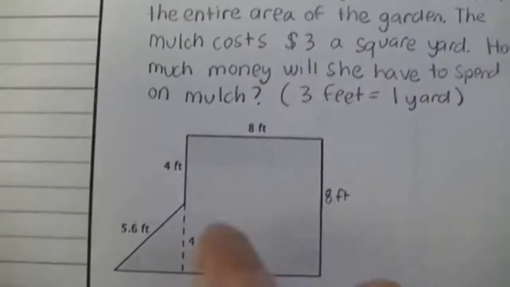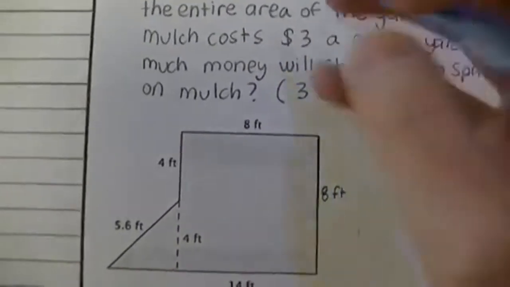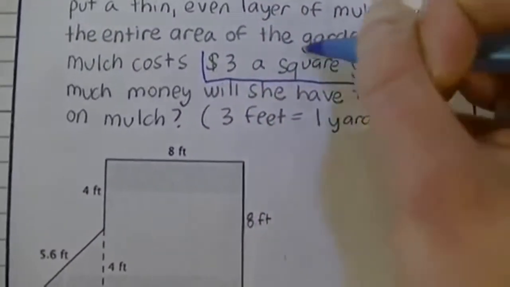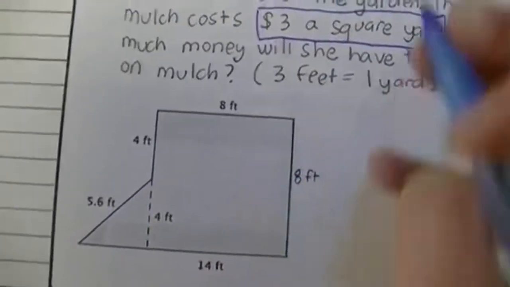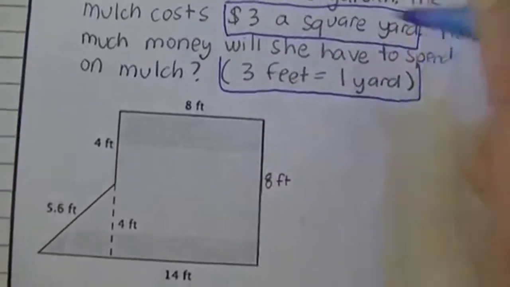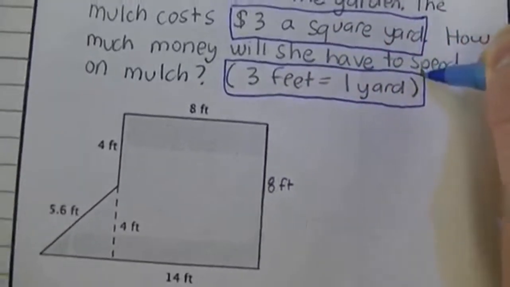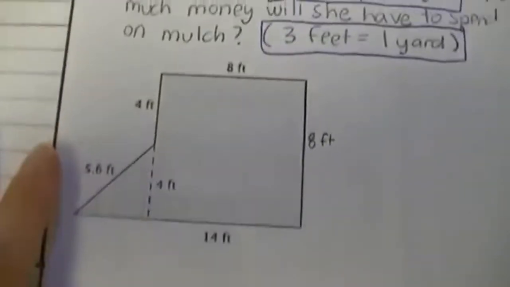Oh, and I see why now. The mulch costs $3 a square yard. It says square yard. And the dimensions down here are in feet. So I'm going to show you one possible way that you can utilize to figure this out. Of course there's many ways to solve any math problems. And you'll probably come up with another way to figure this problem out once we get to the notes on the third page.